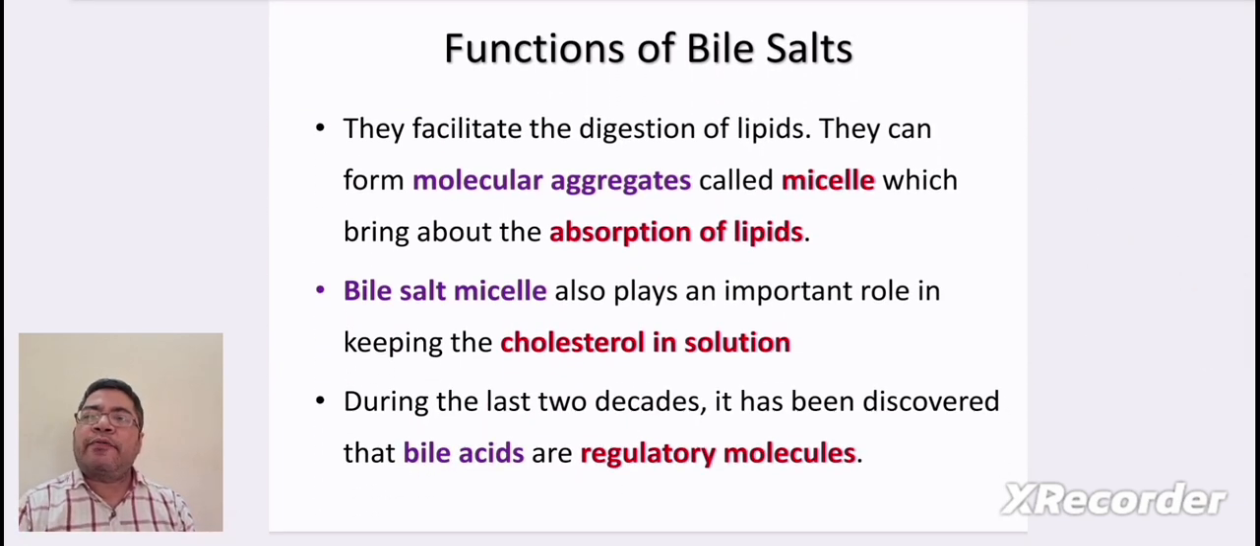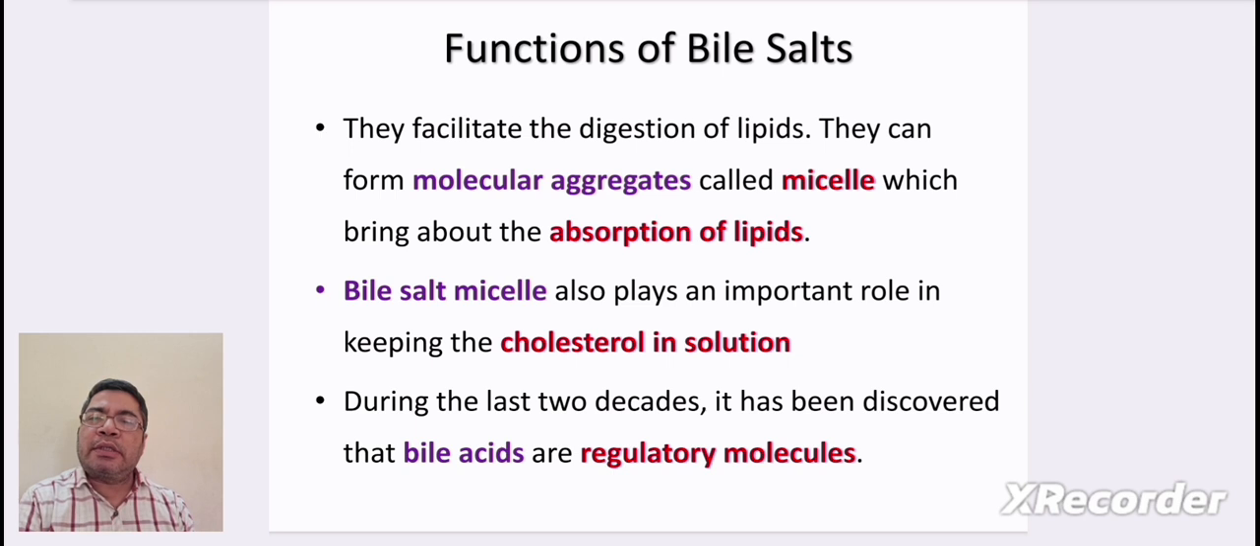Coming to the functions of bile salts. They facilitate the digestion of lipids. They can form molecular aggregates called micelles, which bring about absorption of lipids. Bile salt micelles also play an important role in keeping the cholesterol in solution.